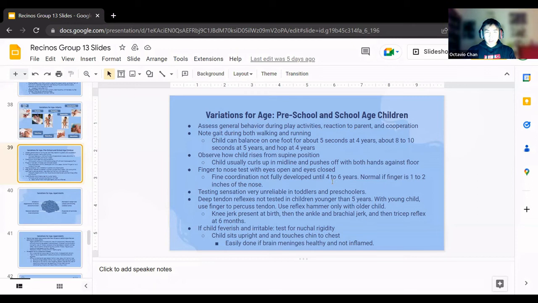You want to test sensation, but it's very unreliable in toddlers and preschoolers. Generally, deep tendon reflexes are not tested in children younger than 5. And if a child is feverish and irritable, you want to test for nuchal rigidity.